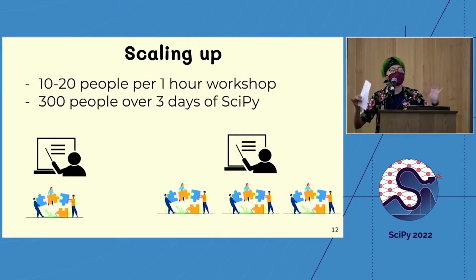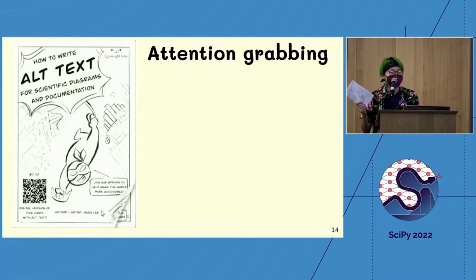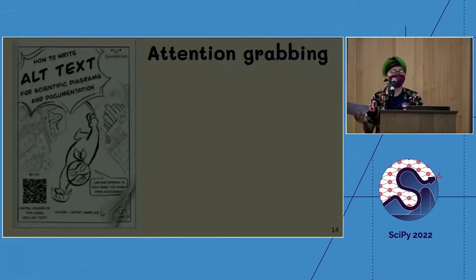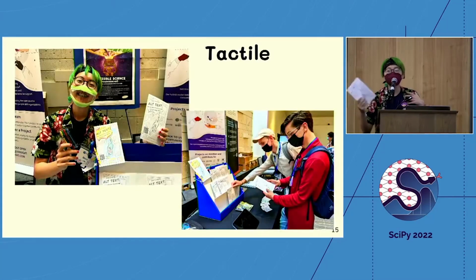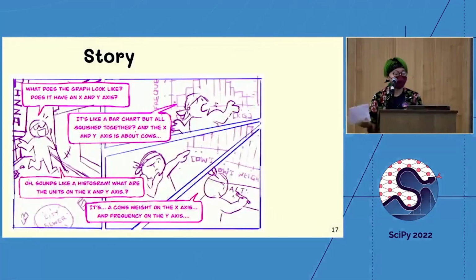So what I wanted to do is scale up. In these workshops, we usually have 10 to 20 people in a 1-hour workshop. But with these comics, I can reach 300 people over the course of 3 days. These comics are attention-grabbing, as you can see, we have the superhero out in front. They are tactile. As you've seen throughout the day, something that you can hold, something that you can flip through, something that you can color. These are actually pictures from Twitter that people have tagged me in because they really like it too. And it has a story.